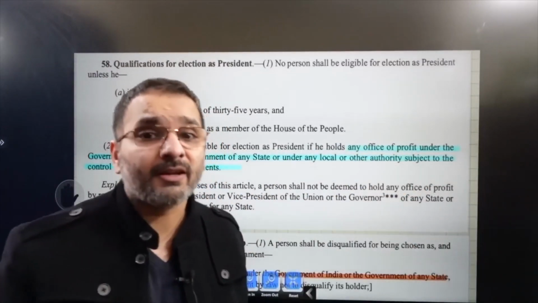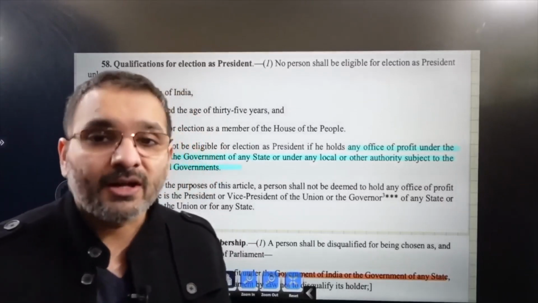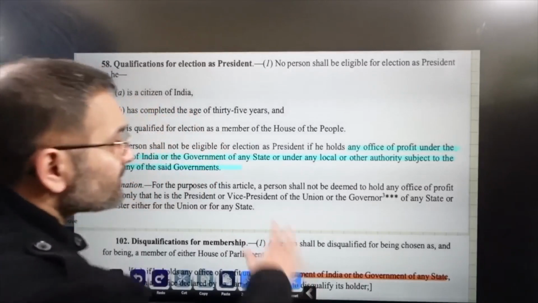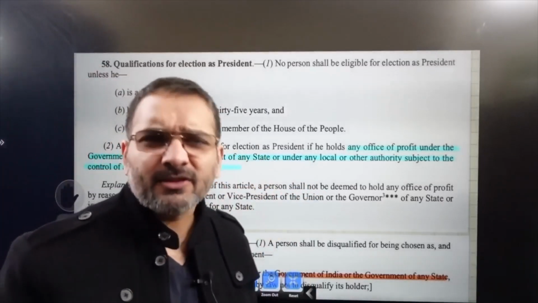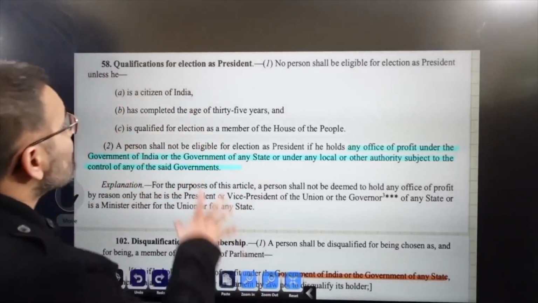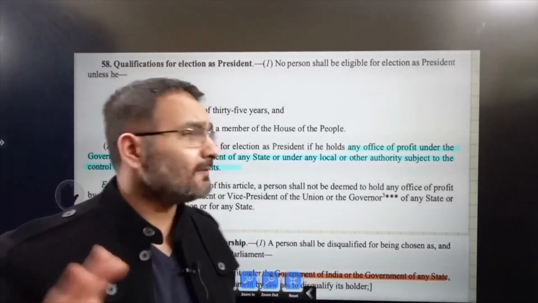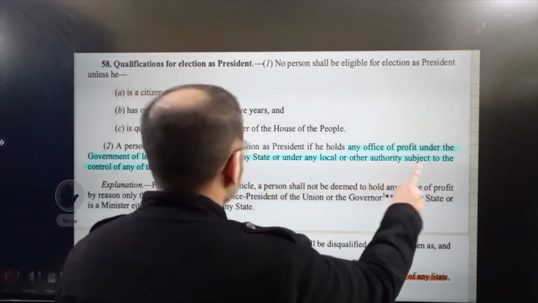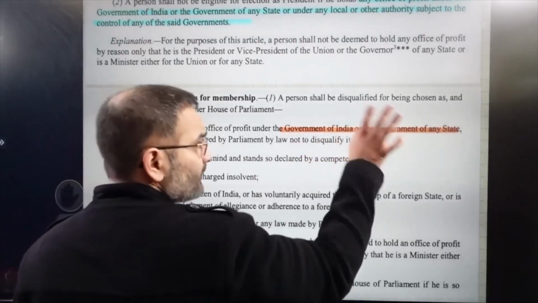It would not look good if, let us say, a contractor becomes a president who already has an office of profit under any local authority as well. No, this is much wider. You can actually skip mentioning this in your answer. I'm just telling this to you for your information, that the ambit of office of profit under 58 is much wider than Article 102. Article 102 does not mention this, under any local or other authority subject to the control of any of the said governments. It only says government of India or government of any state.